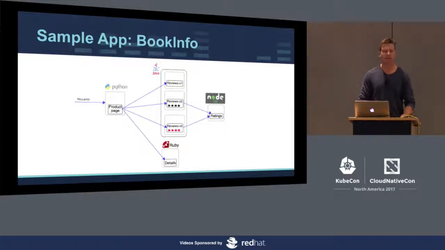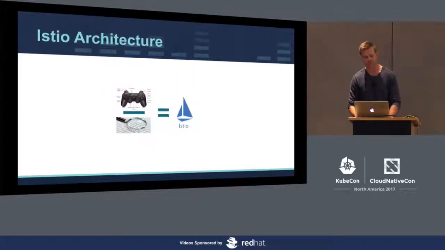Quickly, it is made up of several microservices, a product page front end, a details service, a rating service, and a review service that consists of multiple versions of that service. So each version's running a separate pod. V1 shows no stars, V2 shows black stars, V3 shows red stars.